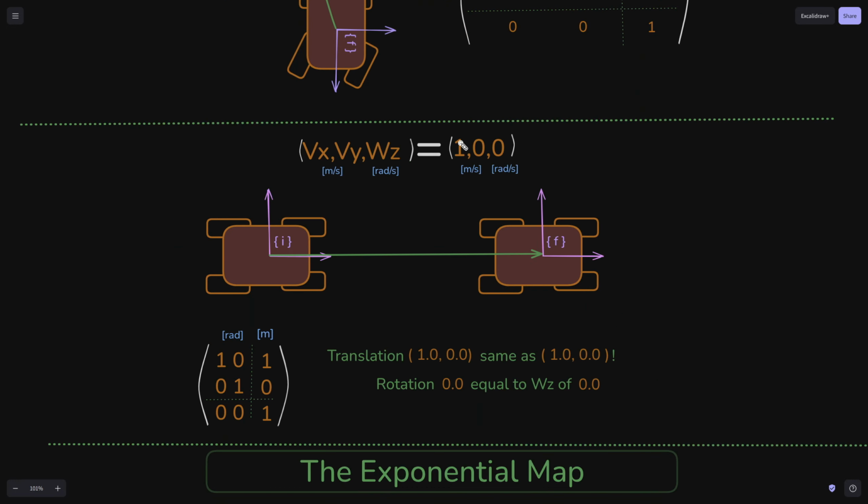And then we'll go for the silly case. The silly case is we don't have angular velocity, so it's 0. We only move in x at 1 meter per second, so we end up at 1 meter. And in this case, yes, it's correct, right? The translation 1, 0, which is in this matrix, is the same as the velocities. Why? Because this Wz, the angular velocity, is 0. This is important as well.